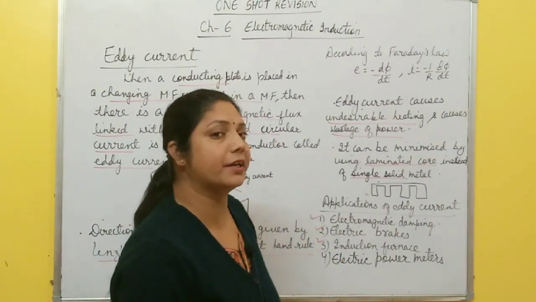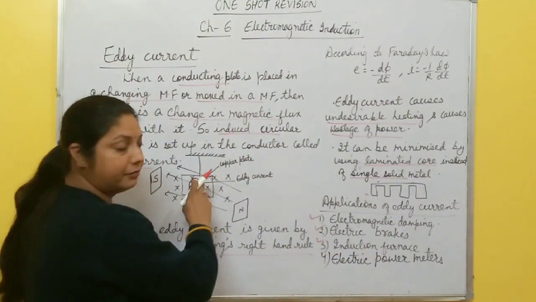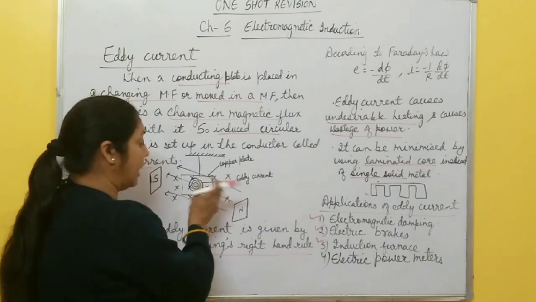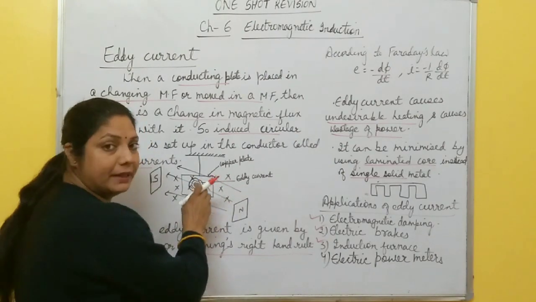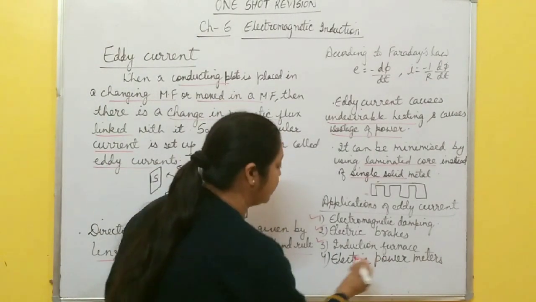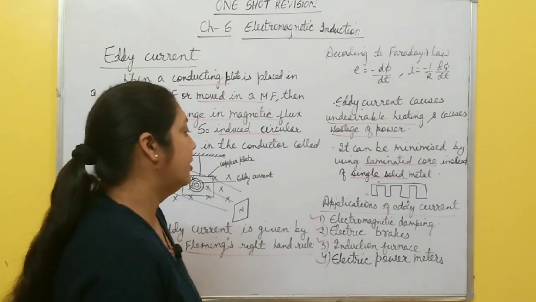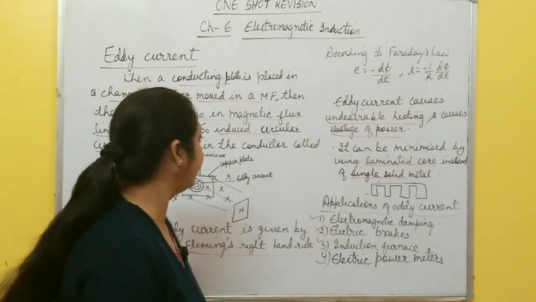In an induction furnace, what happens? The metal to be heated is placed in a changing magnetic field, and due to the high heat, the temperature of the metal plate increases and it starts melting. And then it is also used in electric power meters. These are the different applications of eddy current.